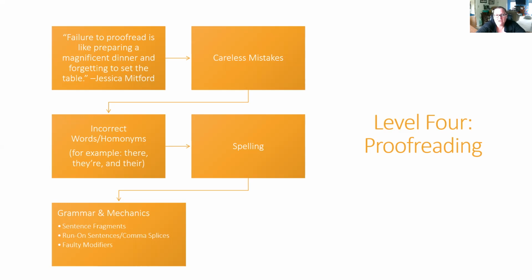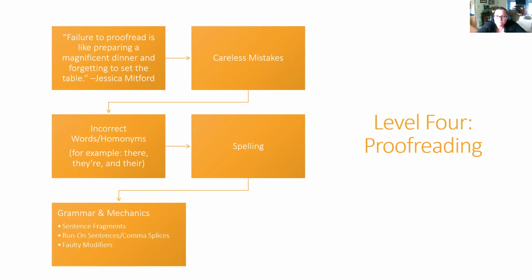And then, of course, the grammar and mechanics that we covered last week. Sentence fragments, run-on sentences, and comma splices. Comma splices are the most common error in student writing, followed closely by sentence fragments. Standard run-ons, traditional run-on sentences, they actually aren't as common as the other two.